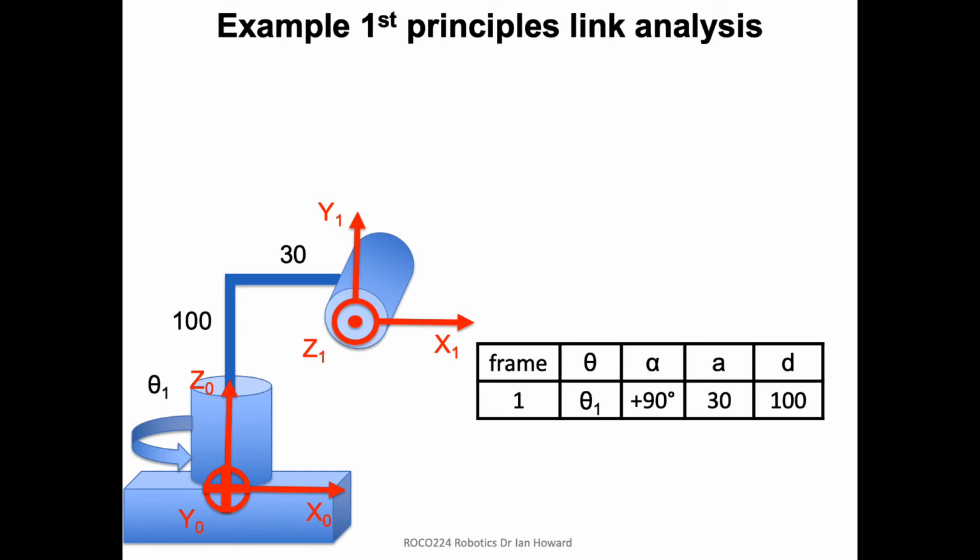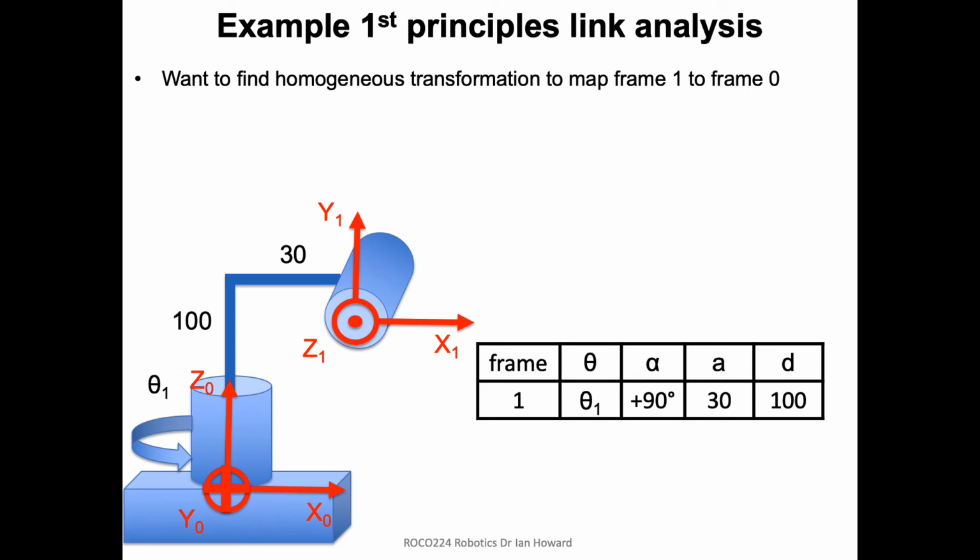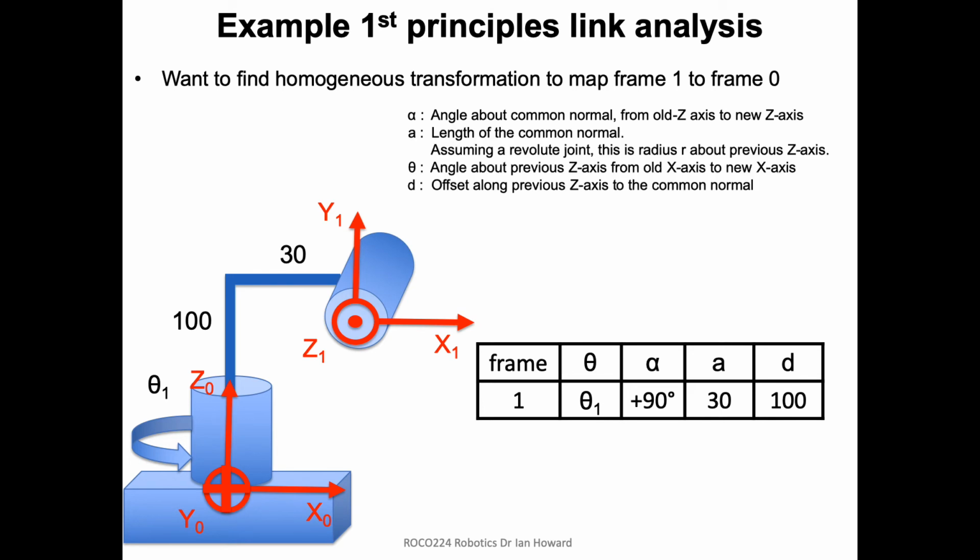So the question is, how do we actually do this? We want to find the homogeneous transformation to map between frame 1 and frame 0, and we want to do it now in terms of these parameters from Denavit-Hartenberg. So let's just write them down here again, so we can remind ourselves. Alpha is the rotation to align the z-axes. a is the length along the common normal. Theta is going to be the alignment of old and new x. And d is going to be the offset along the z.